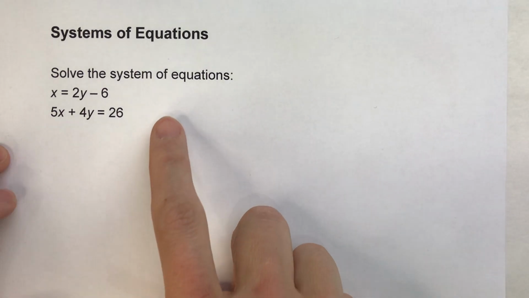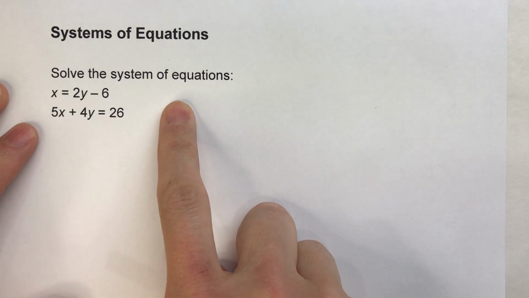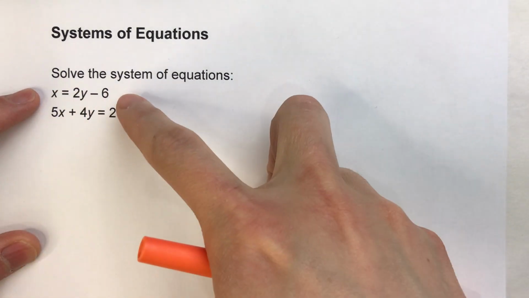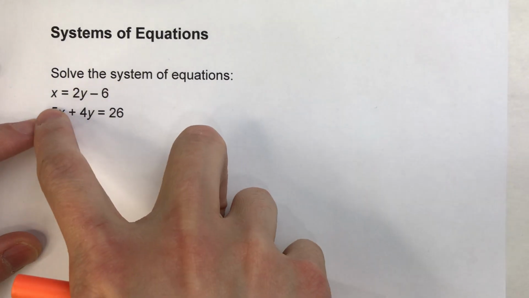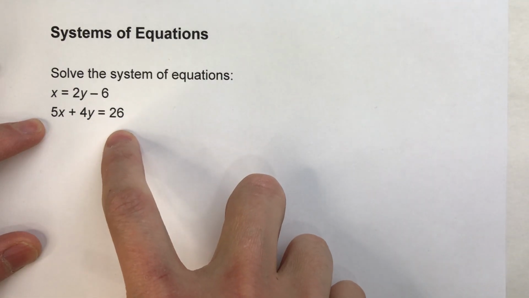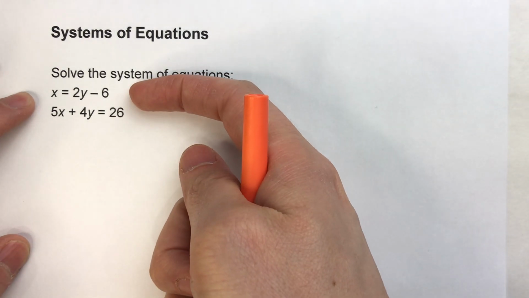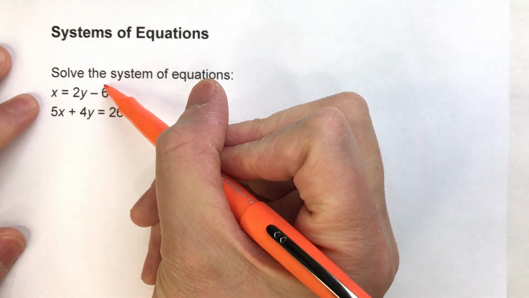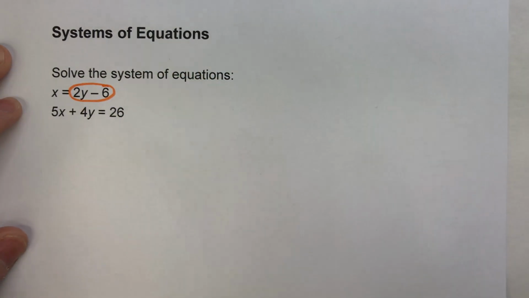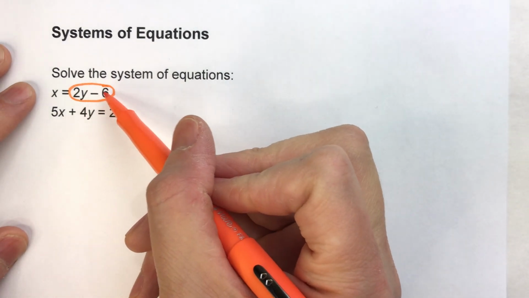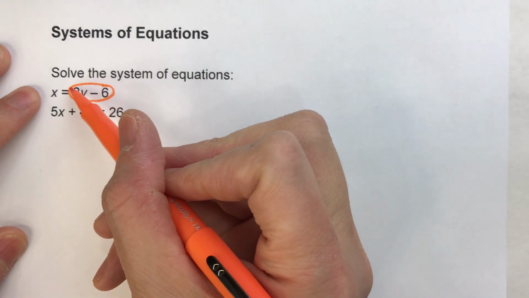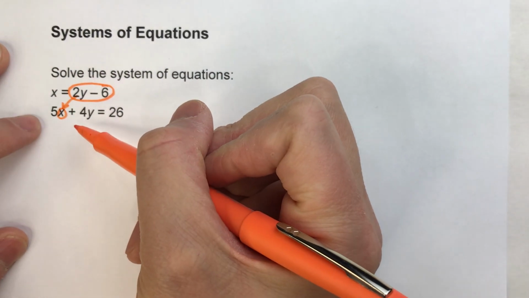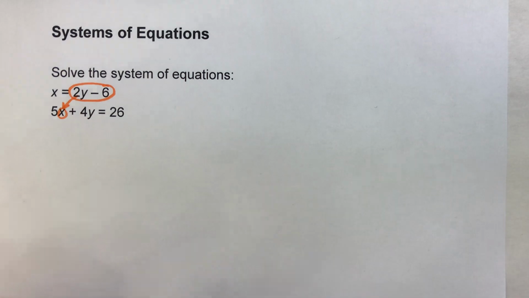So today we are solving a system of equations using substitution. And notice our two equations here. One of them has an x equals, and the other one has x and y on the same side. Now, we can solve this system of equations by substituting all this stuff that x equals. Since we know that x equals 2y minus 6, we can take everything that x equals and replace x in the second equation with that stuff.